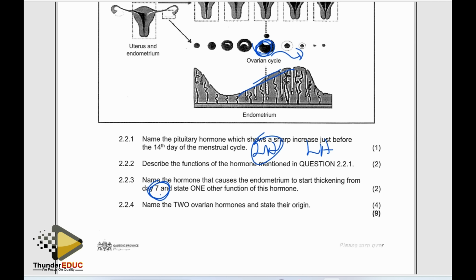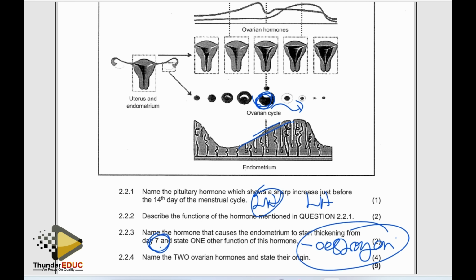Tell me, someone saying, yeah. The answer is estrogen. Remember we said that estrogen prepares the uterus for implantation, but progesterone maintains the pregnancy. We said estrogen prepares the uterus for implantation.